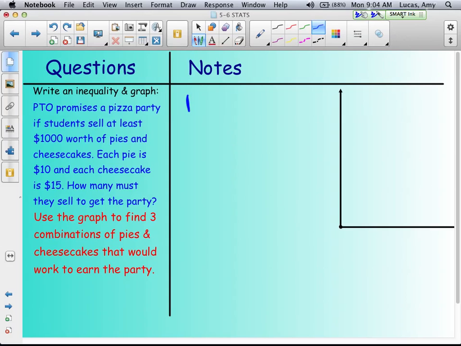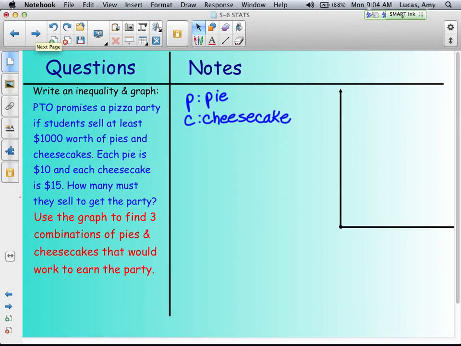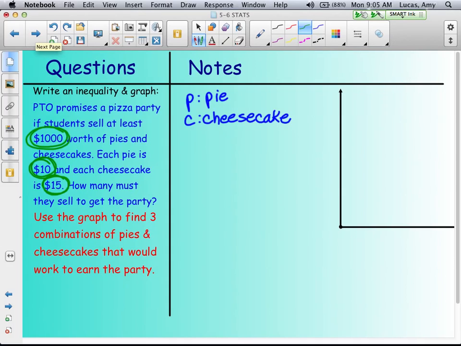Okay, so we're going to use P for pie and C for cheesecake. To set this up as an inequality, I'm going to have to know what to do with all of these numbers, and I need to have an inequality symbol. If each pie is $10, that means I would need to multiply 10 times how many pies you sell. Plus, each cheesecake is $15, so plus 15 times how many cheesecakes you sell.